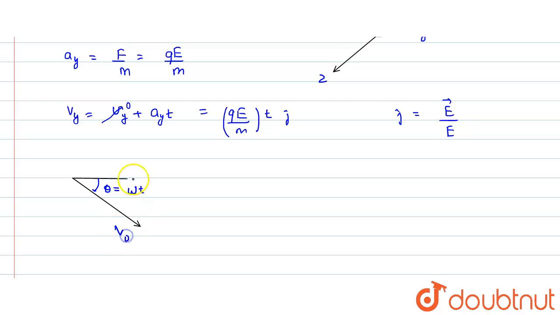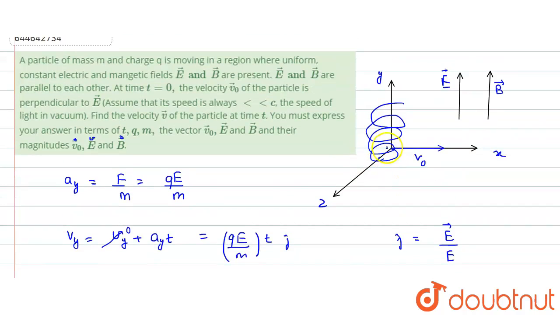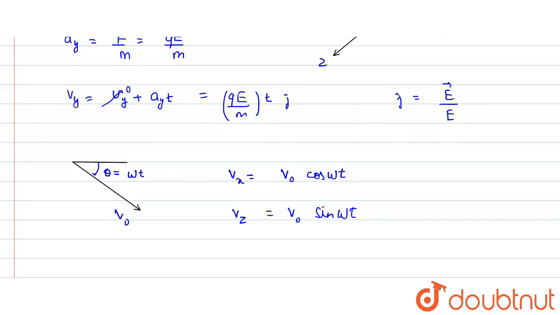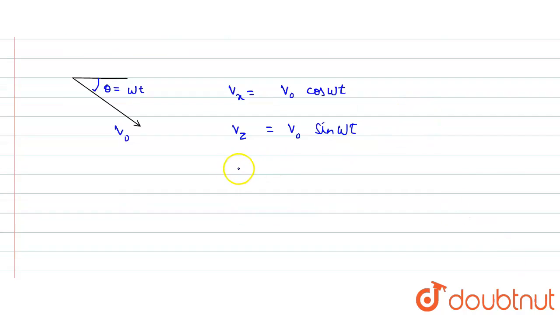This is the v naught. Now what would be the component of the velocity in the x direction? We can say that component would be v naught cos of omega t. And what would be the component of velocity in the z direction? This would be the z direction, so it would be equal to v naught sine of omega t. Now since it would be doing a circular motion in the magnetic field, omega would be equal to qB divided by m.